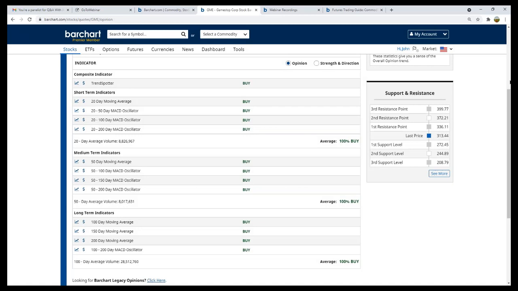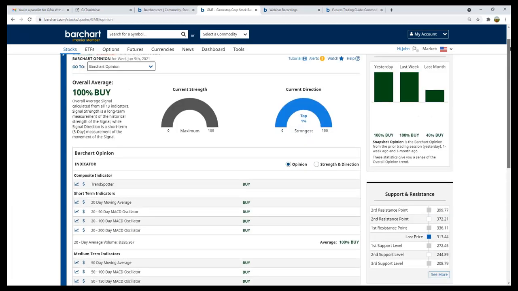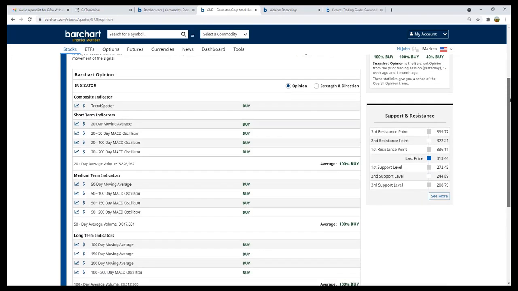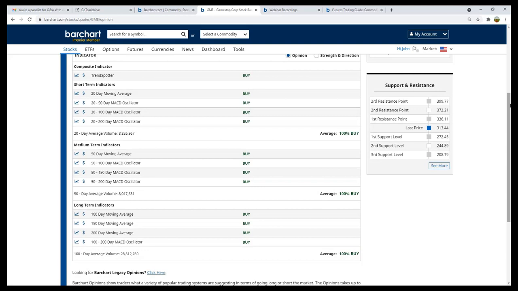So what we're seeing here for GameStop is that all 13 of these technical indicators are signaling a buy, meaning that price is above those indicators, right? So it's not like us sitting around the campfire saying, oh, let's recommend buying GameStop. All we're saying is here are all these technical indicators that are now showing a buy signal.